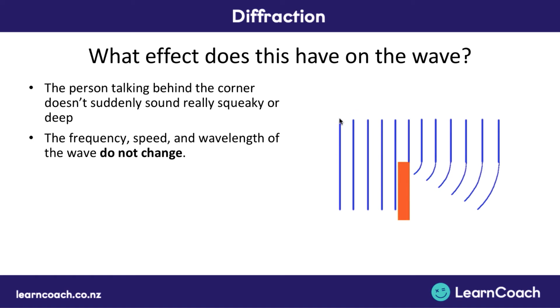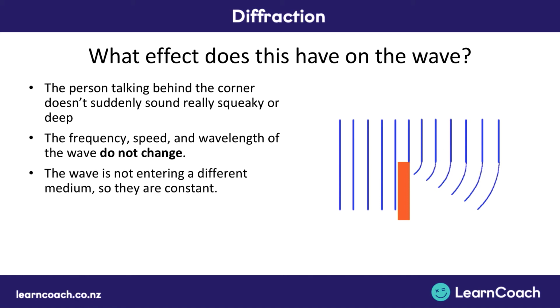You can see that the wavelength before it hits the barrier is exactly the same as the wavelength after it hits the barrier. The frequency and speed and wavelength of the wave don't change. And the wave isn't entering a different medium either. It's not suddenly traveling from air to water. All it's doing is traveling through the same medium but hitting a barrier. And since the wave isn't entering a different medium, the velocity is going to be constant. The only thing that changes in diffraction is the direction of the wave.